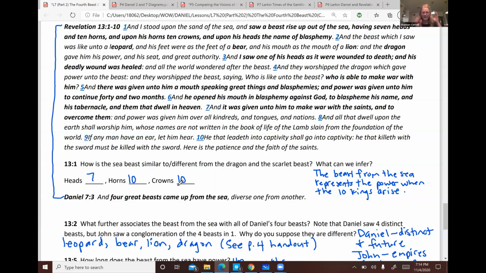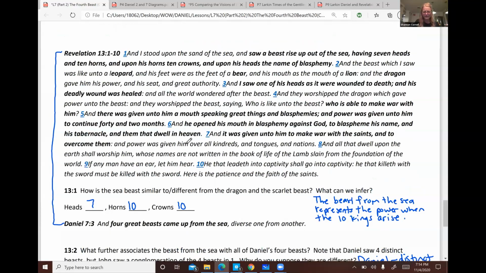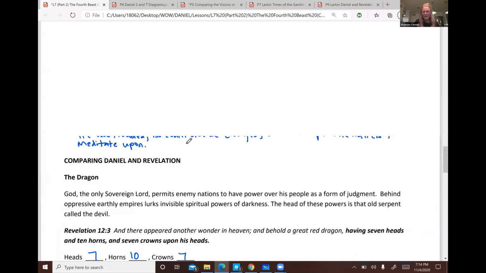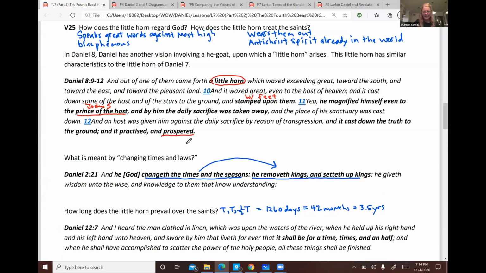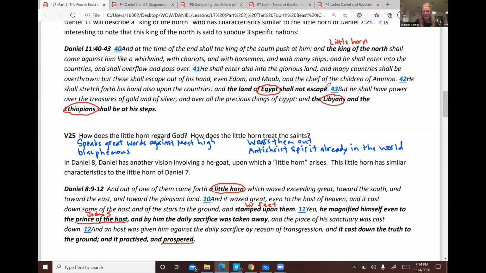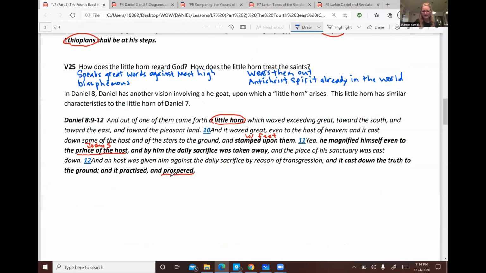Okay, and again, Revelation told us that the 10 horns are 10 kings, individuals representing kingdoms or nations, right? And Daniel 11 says that the king of the north is going to uproot the Egyptians, Libyans, and what was the other one? Egypt, Libya, and Ethiopia shall not escape. Egypt, Libya, Ethiopia, okay?